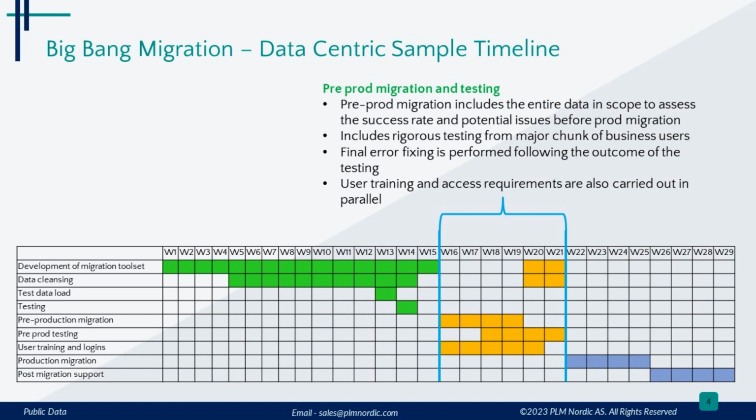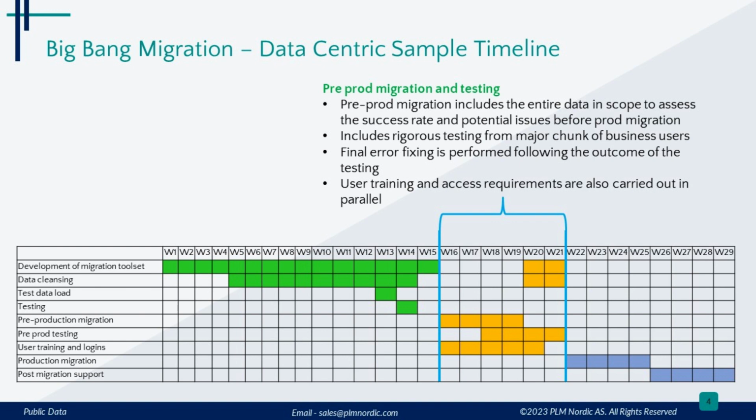In the pre-prod migration and testing phase, the entire data in scope of migration comes into play. It's a comprehensive assessment of the success rate and any potential issues before the actual production migration takes place. Think of it as a dress rehearsal, ensuring that everything is in order before the main show. Projects might have one or more of such rehearsals based on the complexity and requirement.